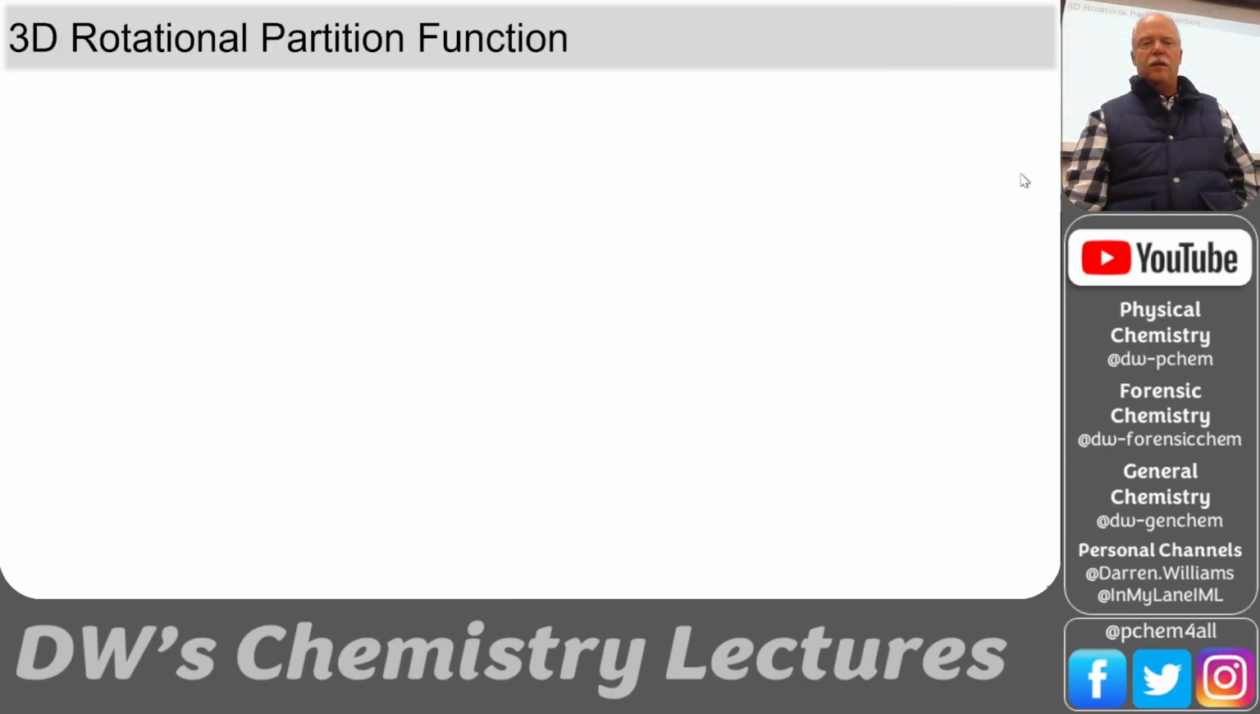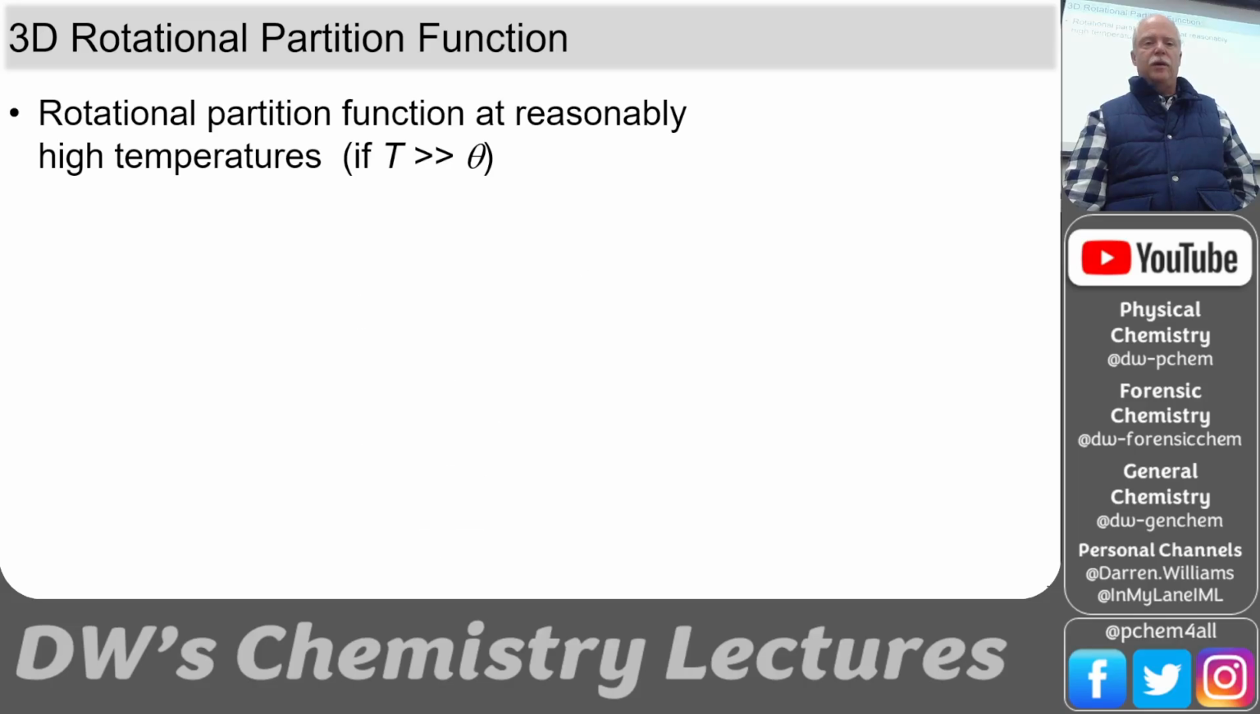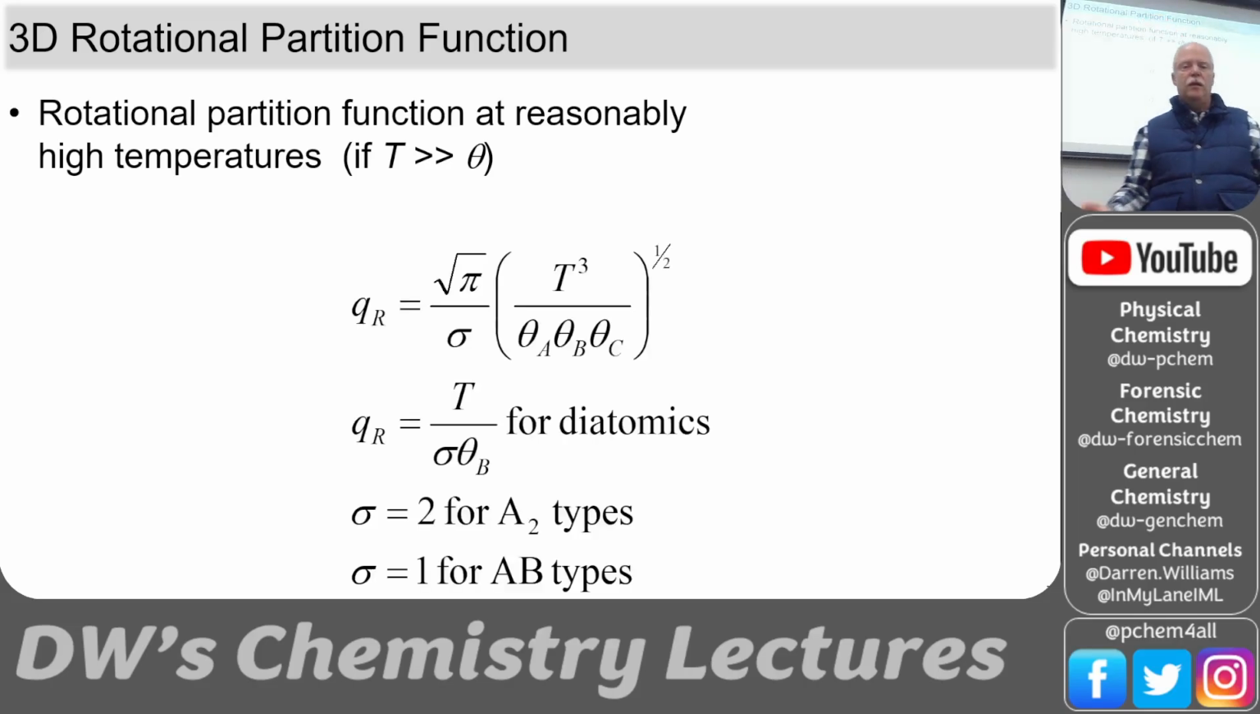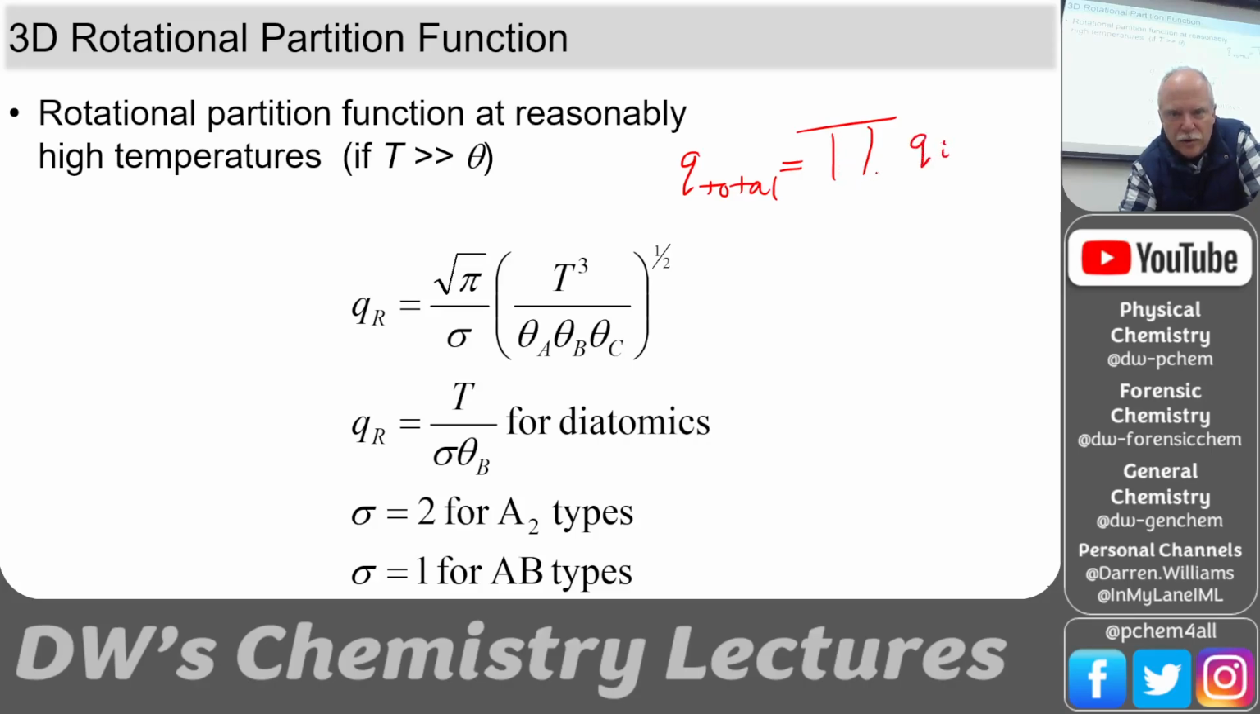Anyway. So let's look now at the 3D partition function. The partition functions, we kind of just jumped to this. We didn't derive it, so hopefully you're okay with that. The partition functions for all of the motions are multiplicative. So let's write this out. So partition function total is equal to the product of all partition functions. So instead of the sum, it's the product. So it's Q1 times Q2 times Q3.